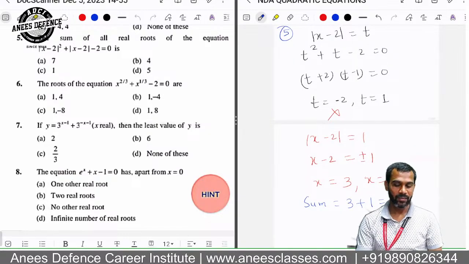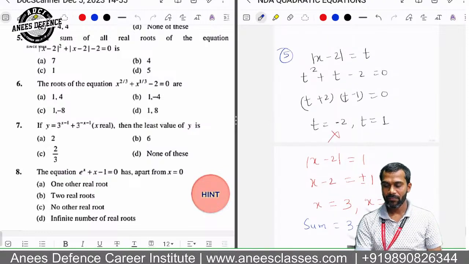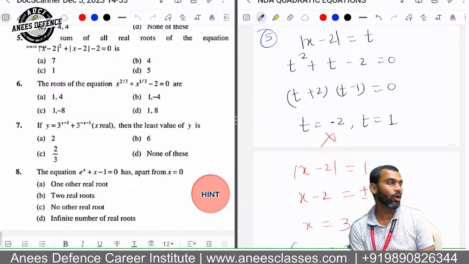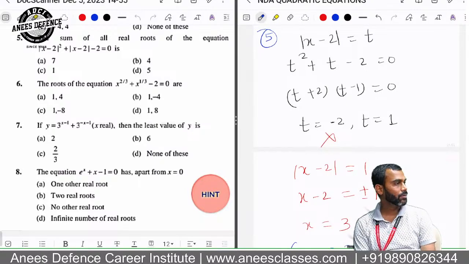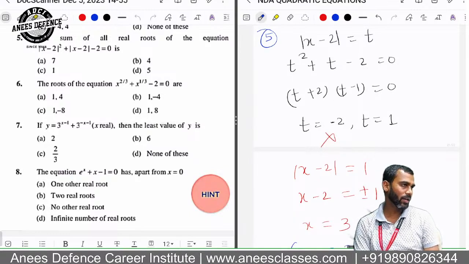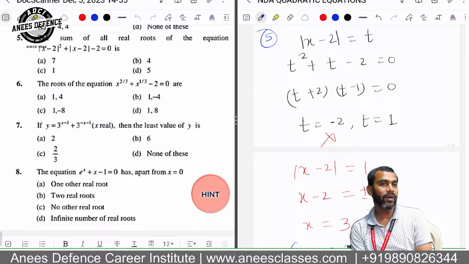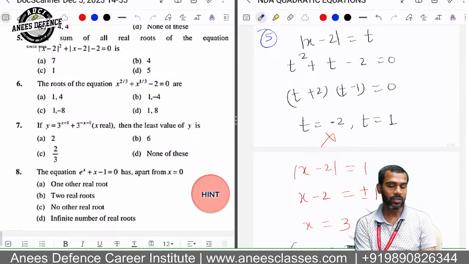So now, see what I have done. I have substituted mod x minus 2 is equal to t. So what is the equation? It becomes t square plus t minus 2. So now in t, we have got a quadratic, and it becomes very easy now to find out the values of t. We have factorized this equation. We have got t is equal to minus 2 and 1. Since t is mod of x minus 2, t cannot be negative. So it means we have to discard the value of t is equal to minus 2, as it can't be negative, and we have got t is equal to 1.